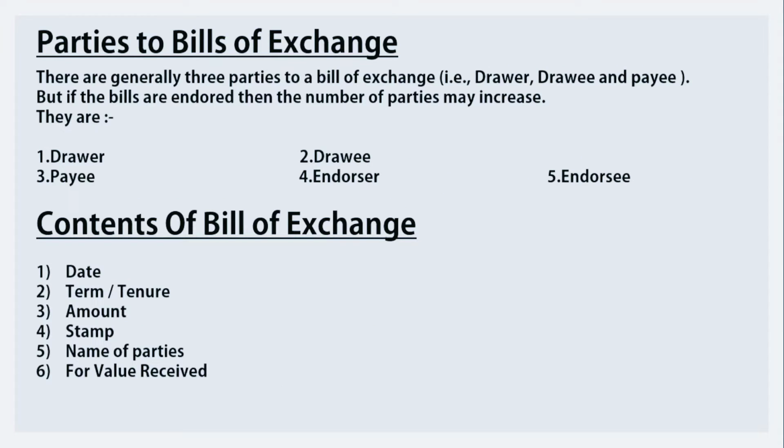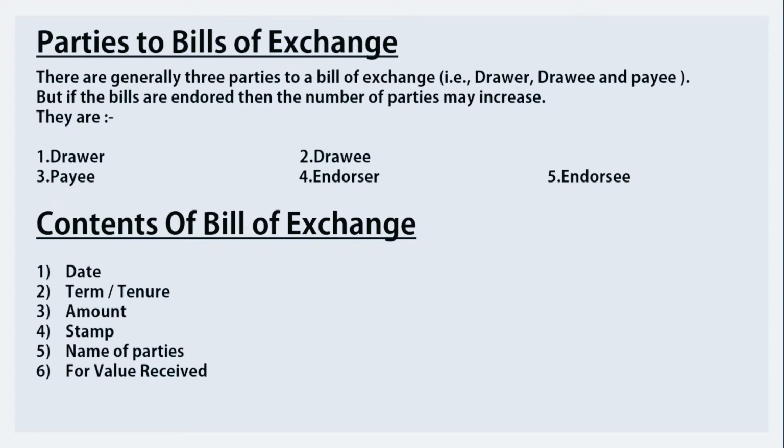Parties to bills of exchange. There are generally three parties to a bill of exchange, that is, the drawer, drawee, and payee. But if the bills are endorsed, then the number of parties may increase. They are the drawer, drawee, payee, and the endorser and endorsee.